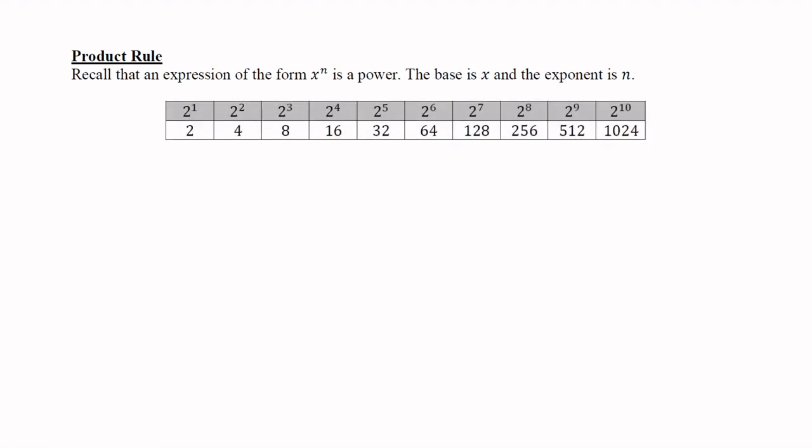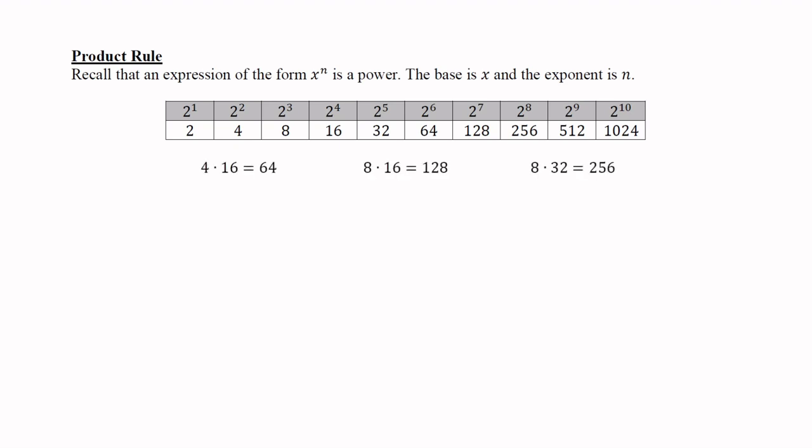Now let's talk about the product rule. Recall that an expression of the form x to the n is a power. The base is x and the exponent is n. We're going to use this table, which indicates what to the first, to the second, to the third power, and so on, what each of these values is. You can do this in your calculator, but I put it here for reference.